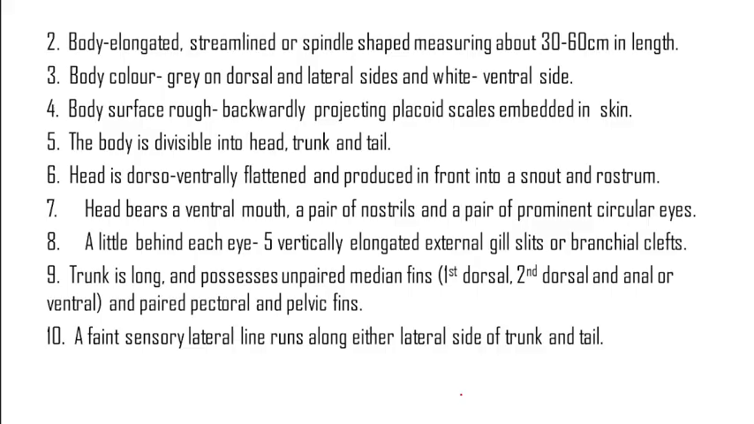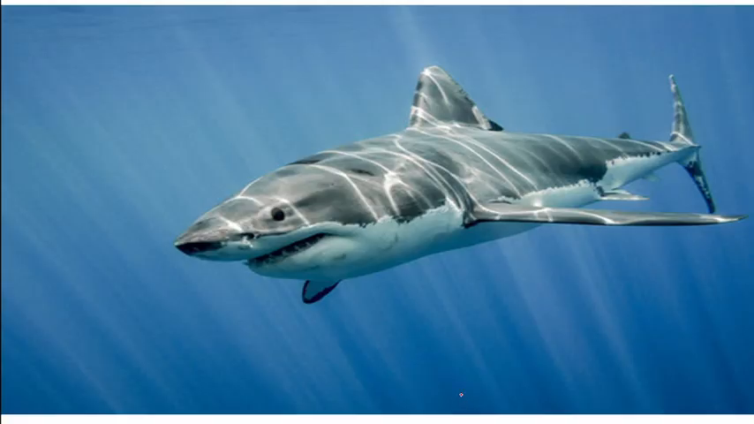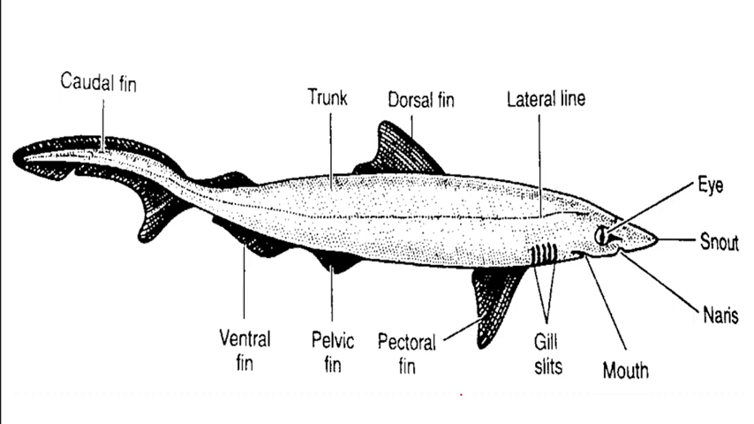नेक्स्ट इज शार्क, Scoliodon. ठीक है, this is the eye, this part is called the snout, these are the nares, mouth, gill slits, pectoral fin, this is the pelvic fin, this is the ventral fin, this is the caudal fin, this region is the trunk. This is the dorsal fin and this is the lateral line. ये dotted जो आपको दिख रही है, this is the lateral line.